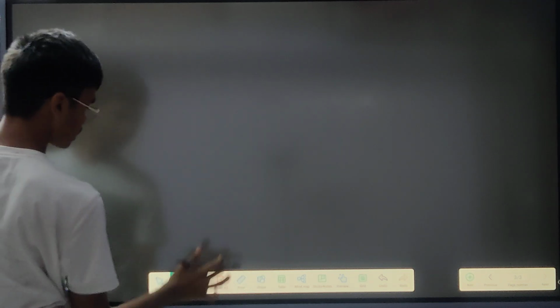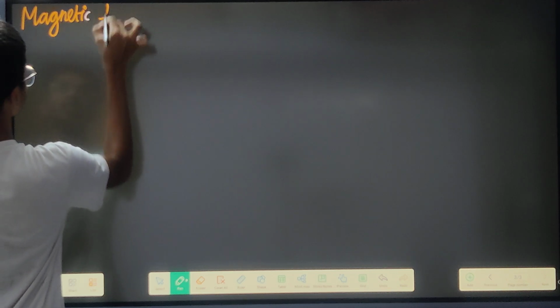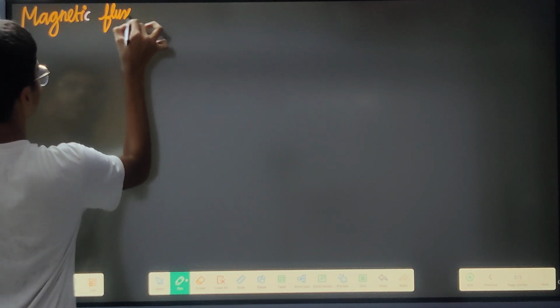Magnetic flux. Okay, to understand this concept, in this lesson we will just learn magnetic flux.